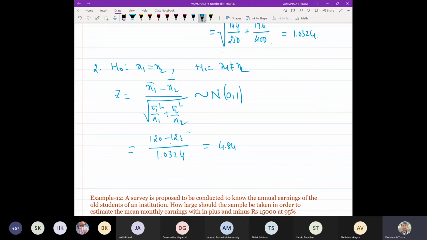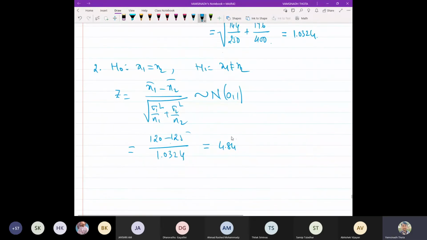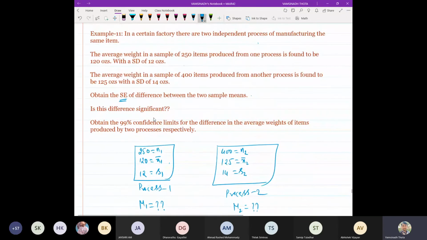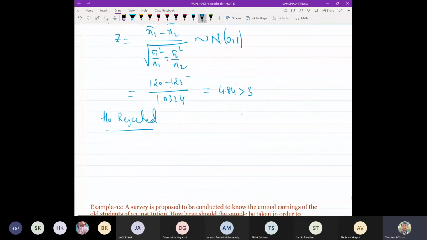Now, as you can see, when the calculated value is more than 3, we need not worry about the level of significance. Since it is bigger than 3, it is straight away rejected. H0 is rejected means there is a very significant difference between the sample means. Is this difference significant? Yes. It is very much significant.